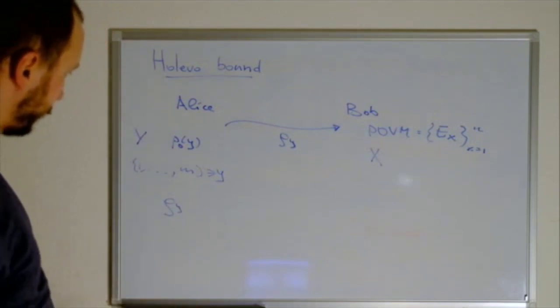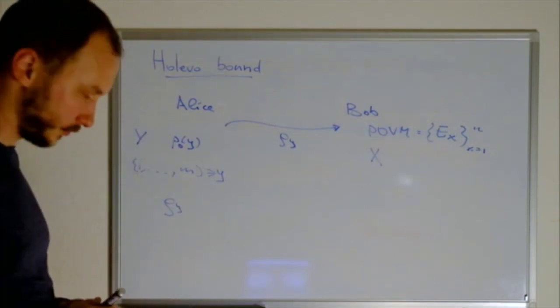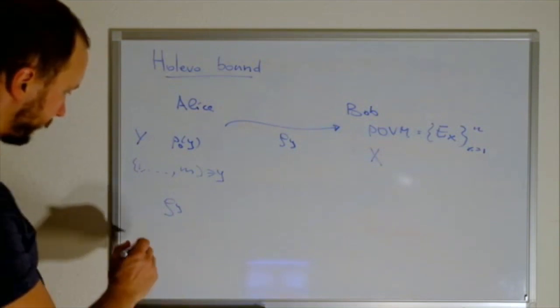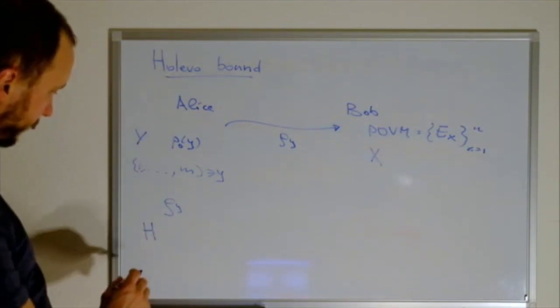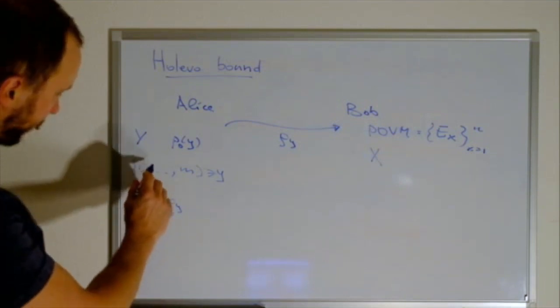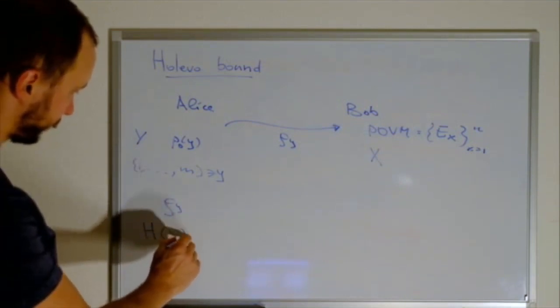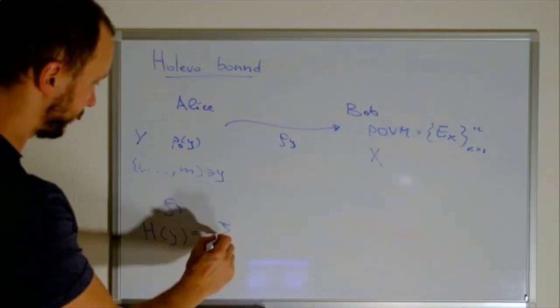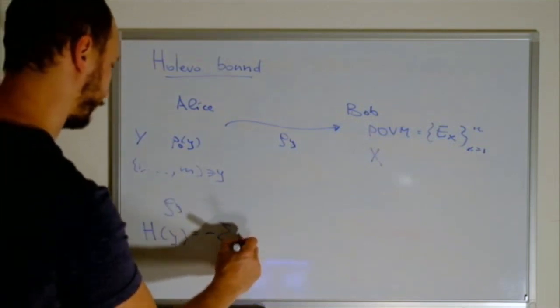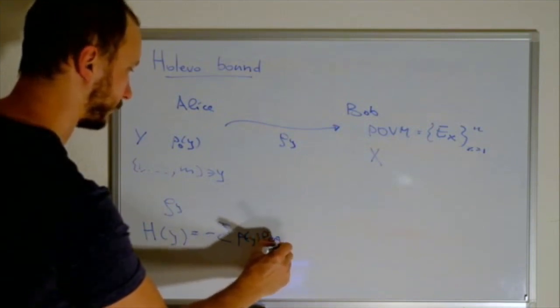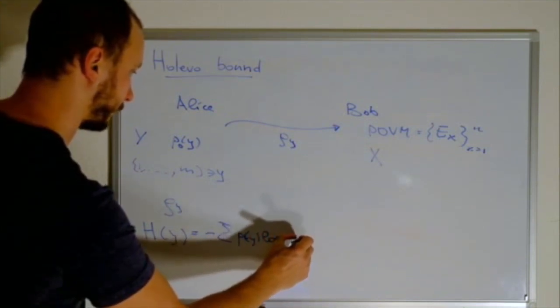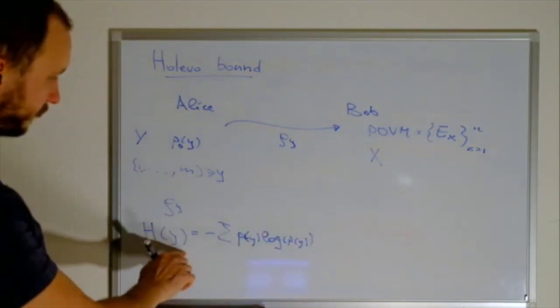And the entropy of a random variable, we'll denote it H. So the entropy of a random variable Y here is just given by minus the sum of the probability to get the outcome Y times the log of this probability. I guess you all know it, right? This is the entropy for a random variable.